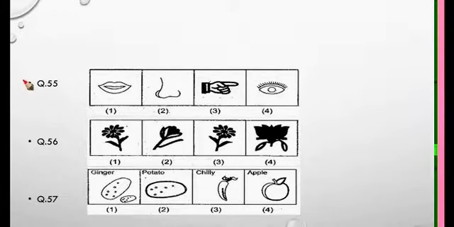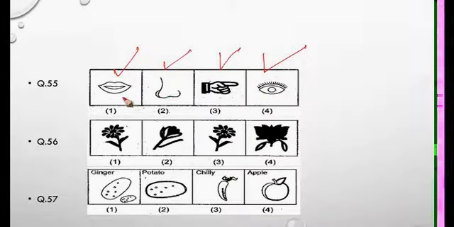Question 55, there are 4 options given. In the first option, it is lips. In the second option, it is nose. In the third option is the hand, and the fourth option is an eye.